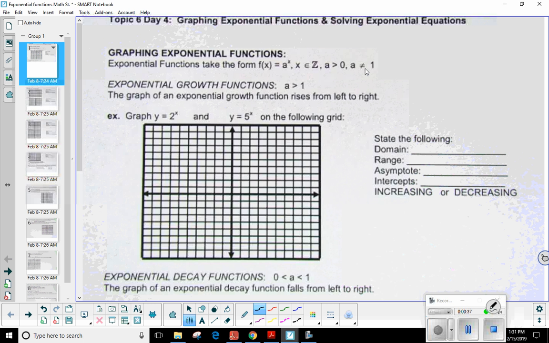A big restriction here: a can't be 1 because 1 to any power, regardless of whether it's positive or negative, is always what? Always 1. So that's not going to increase or decrease, and we want something that's going to increase or decrease exponentially very quickly.